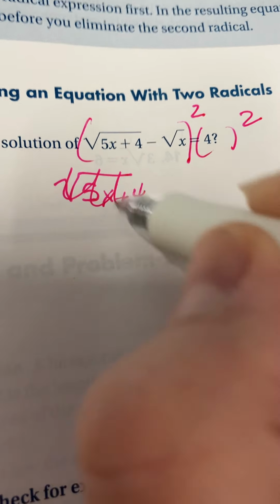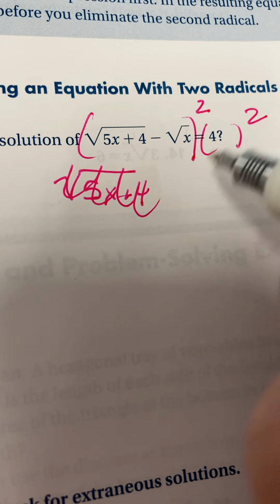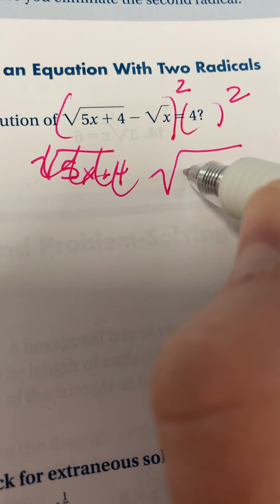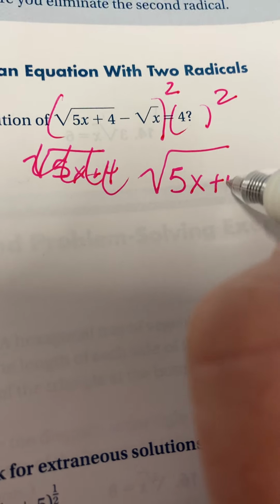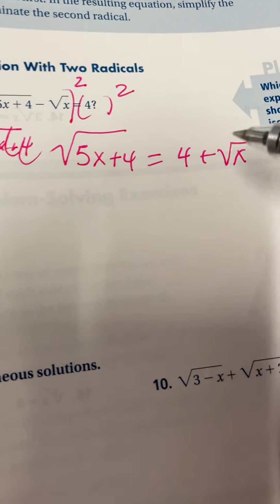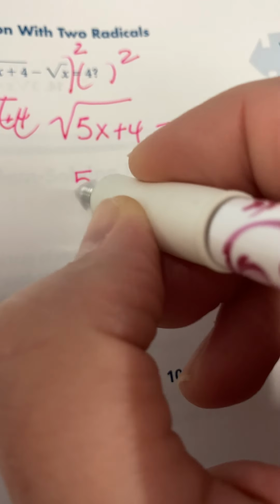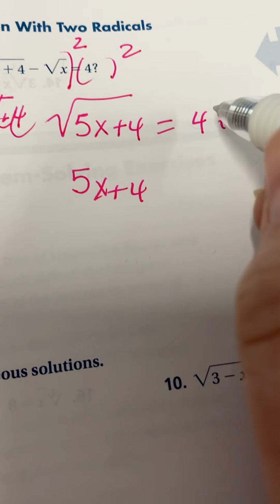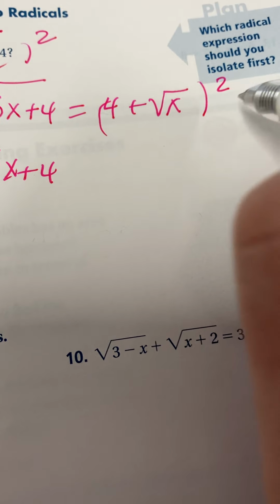Well, I don't know. I think it might be, let's just bring that over. I think you can do it either way, but I feel like that might be a little bit easier. Let's just go ahead and bring that over. You're going to get 4 plus the square root of x. Now let's square it, because this side will make it easy: x plus 4. This side, we are still going to have to FOIL that out.